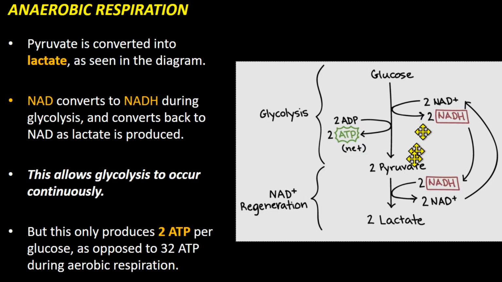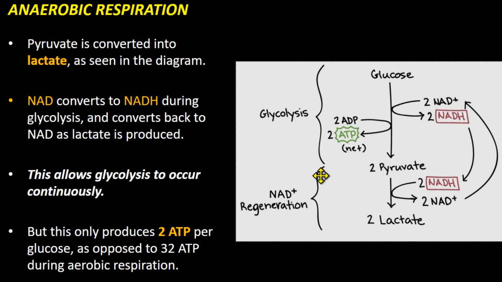So from the diagram, as you see in here, glucose is turning into 2 pyruvate molecules, and 2 NAD are being reduced to form NADH. These 2 pyruvates are going to convert into 2 lactates. Think of that as like lactic acid. So now this NAD and NADH is going to reduce and oxidize and reduce and oxidize, kind of like a cycle, and this is going to allow glycolysis to occur continuously.